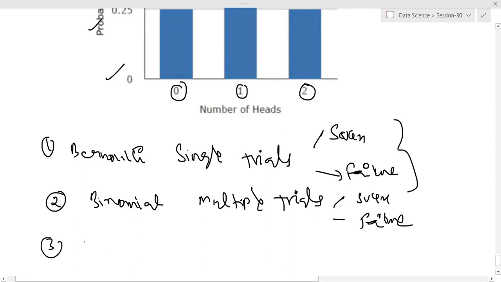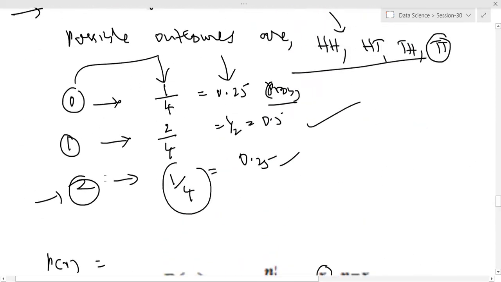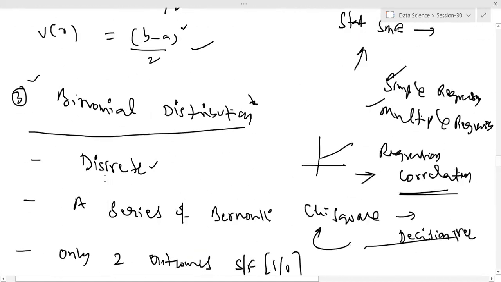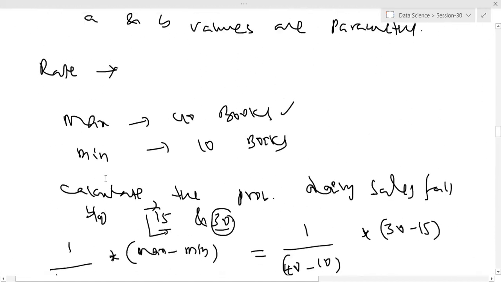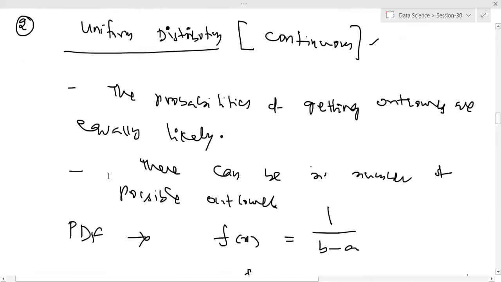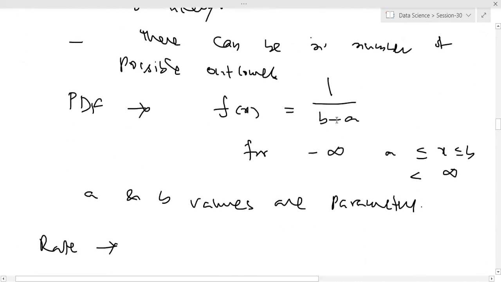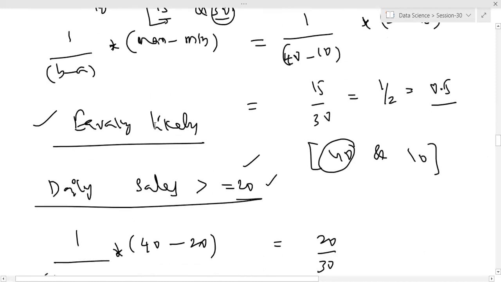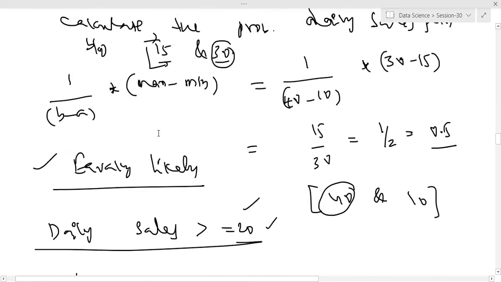How about the uniform distribution? The uniform is a bit distinct, because there we have seen the formula 1 by b minus a, and certain other things. The probability of getting equally likely outcomes, they are not distinct. There can be a number of outcomes, it's not only success or failure. In-between values we can also get. There we have seen an example, friends: selling of books, maybe a maximum of 40 and a minimum of 10 books.